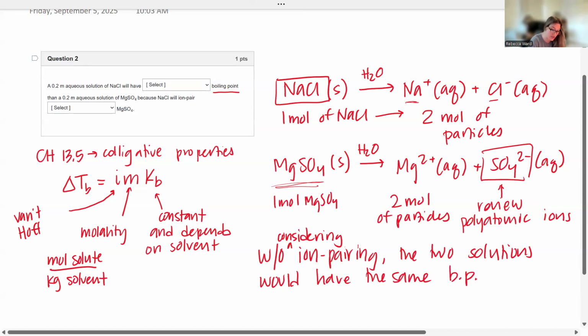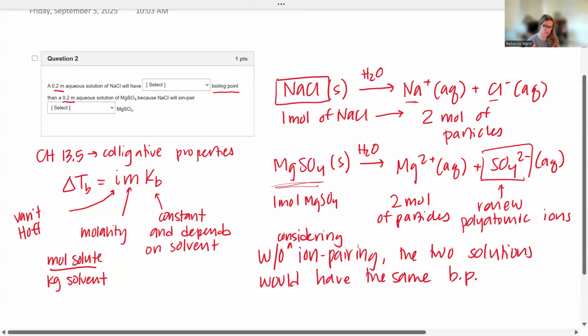Right? Because both have an i of 2. They both split up into 2 particles, so the van 't Hoff factor is the same. In this question, both of them are 0.2 molal solutions, so m would be the same. They're both in aqueous solutions, which means the solvent is water, so Kb would be the same. If I didn't consider ion pairing, I would say that they have the same boiling point, and that would be the end of the story.